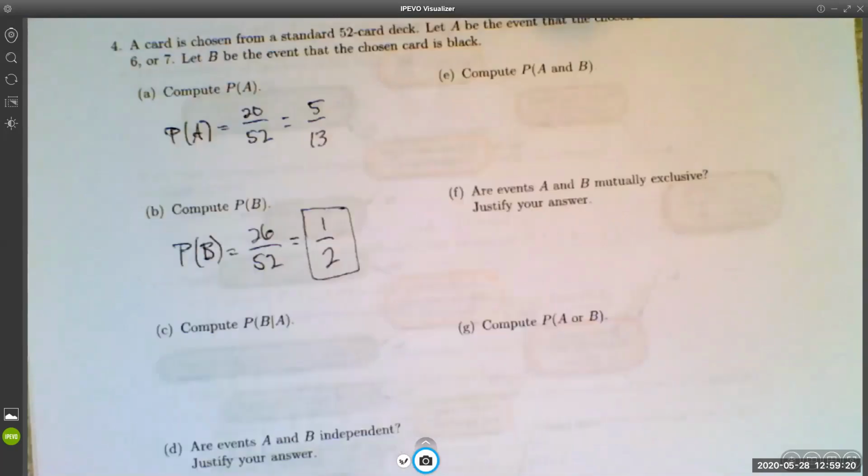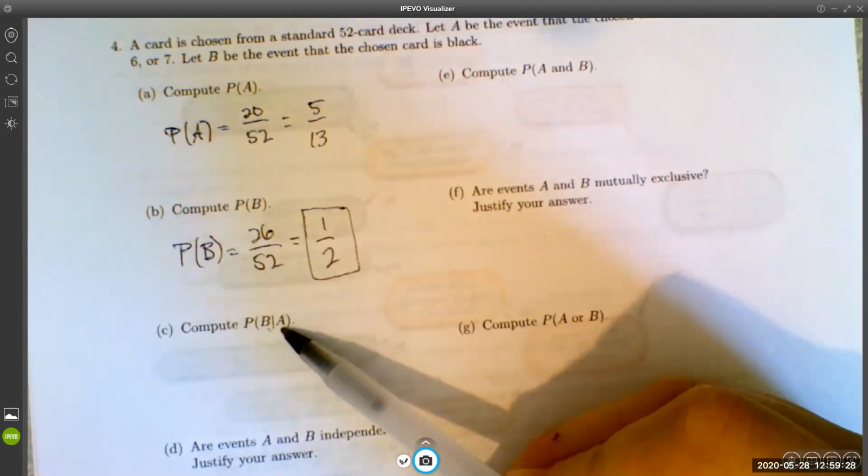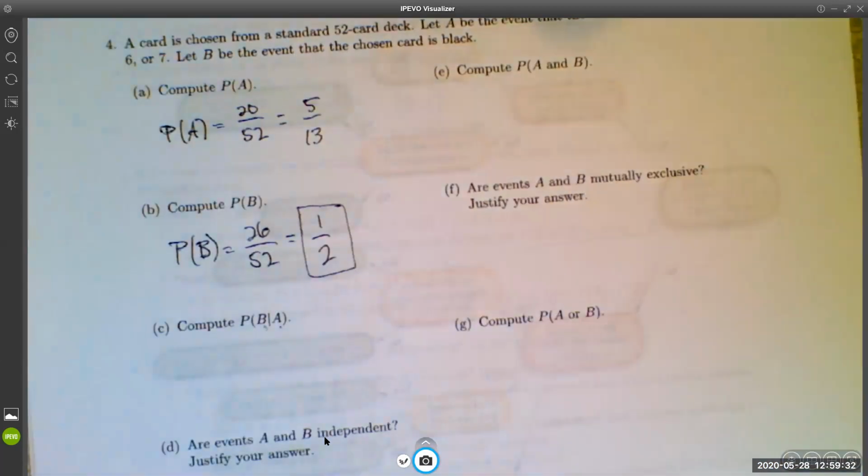Now part C. Part C asks us to compute the probability of drawing a black card given that the card was a 3, 4, 5, 6, or 7. So let's go back to our deck of cards and see if we can figure out what that should be.